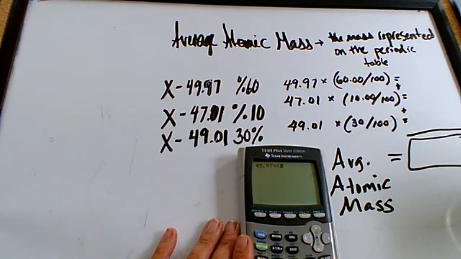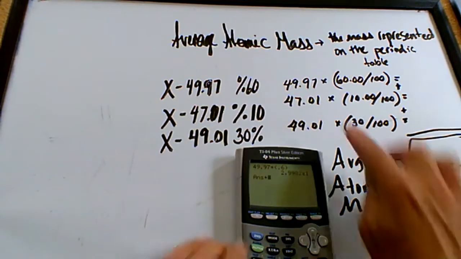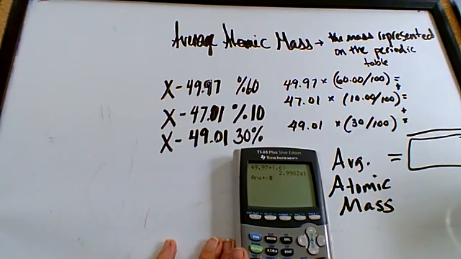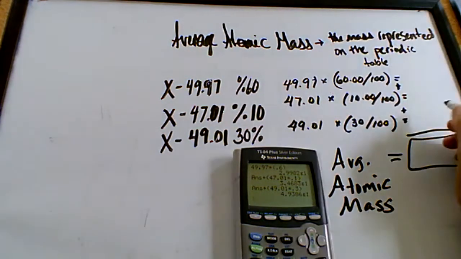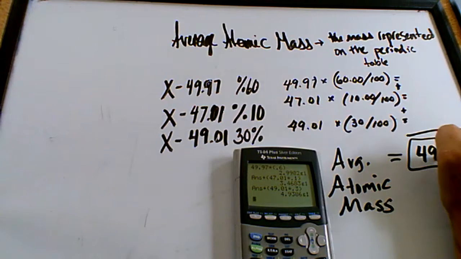Now I'm going to say times 0.6 because I know that this divided by 100 is 0.6. Close parentheses, equals. Now I'm going to add to that, I'm teaching you how to do this more quickly, 47.01 times 0.1. I will add to that 49.01 times 0.3, equals, pretty much as we predicted, something very close to this number. Always check to make sure that your answers make sense.